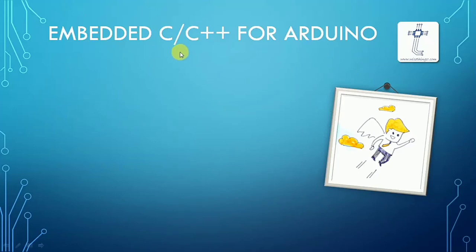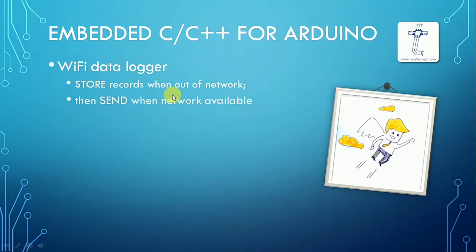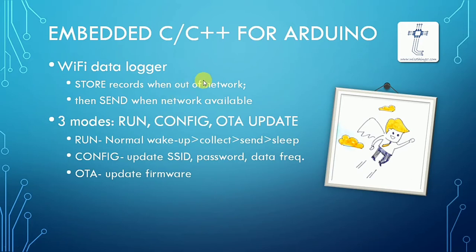So let us begin with our new tutorial series Embedded C, C++ for Arduino. While we learn C, C++ coding, we'll also build a professional Wi-Fi data logger. It will have all professional features like storing data when out of network and sending them all together when network is available. It will also run in three modes.